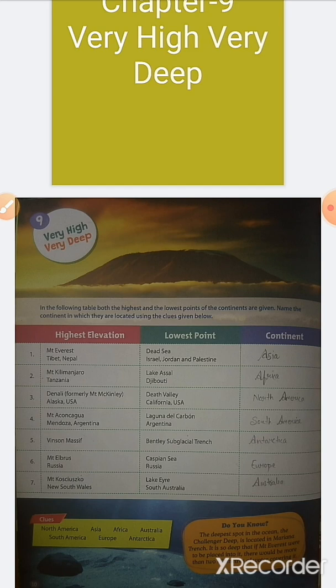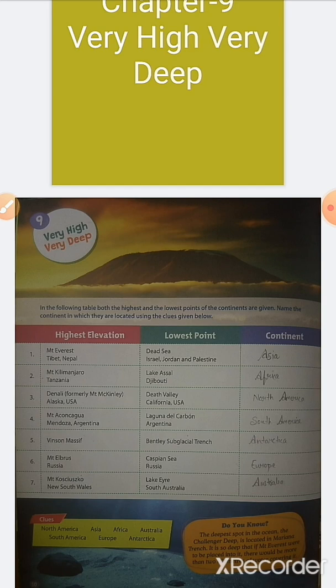So it is the second highest mountain in the world, but the highest mountain outside Asia and in the Africa, and it is 6,962 meter high from the sea level, and it is in Argentina. And Laguna del Carbon, Argentina is the lowest point for South America.